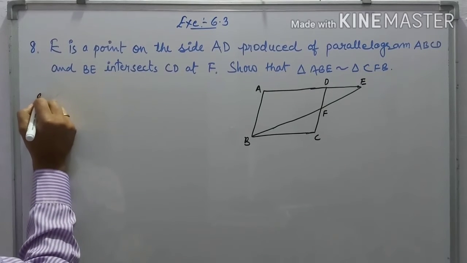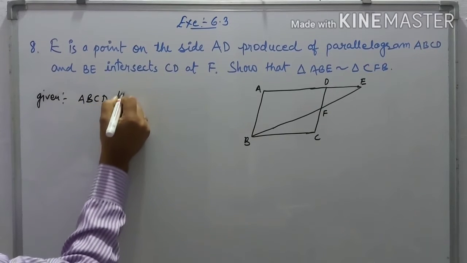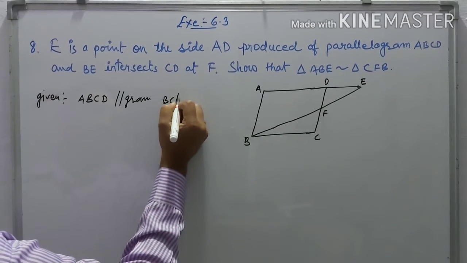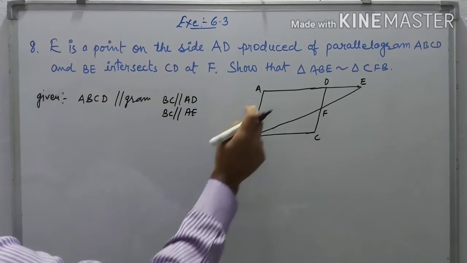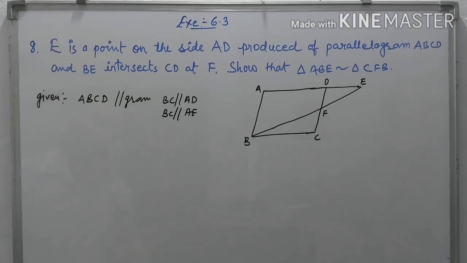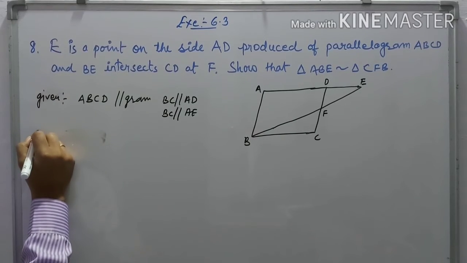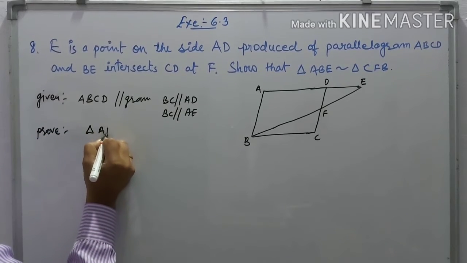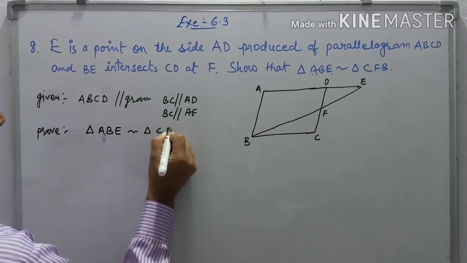What is given? ABCD is a parallelogram. Parallelogram means that BC is parallel to AD, and the second line we write is BC parallel to AE, because AD has been produced to E. Now, in the triangles, we have to prove that triangle ABE is similar to triangle CFB.